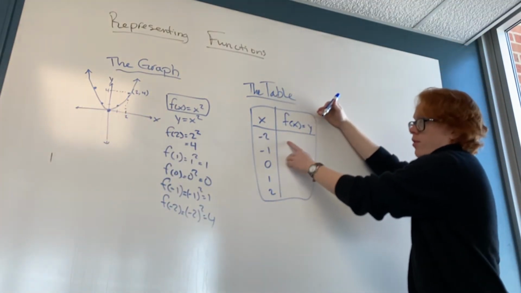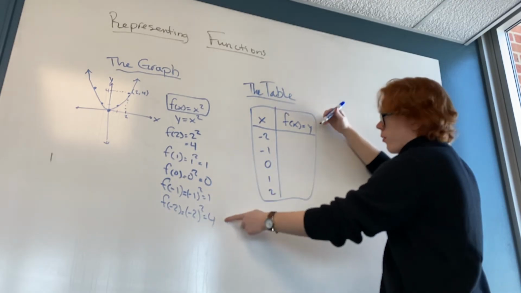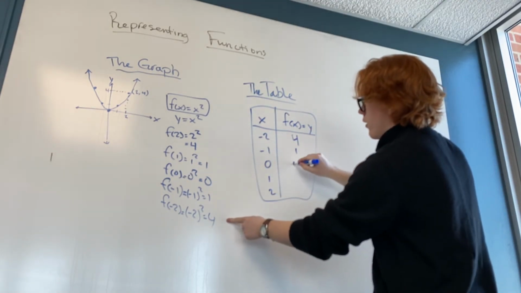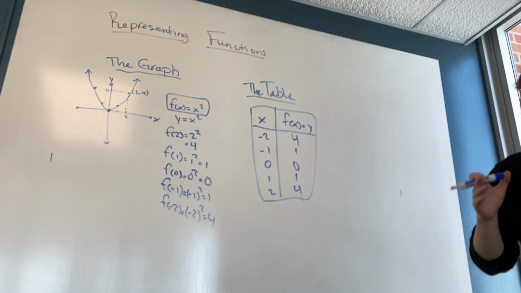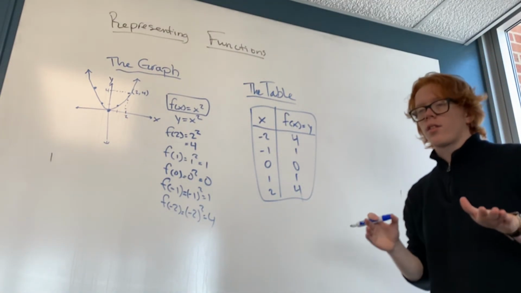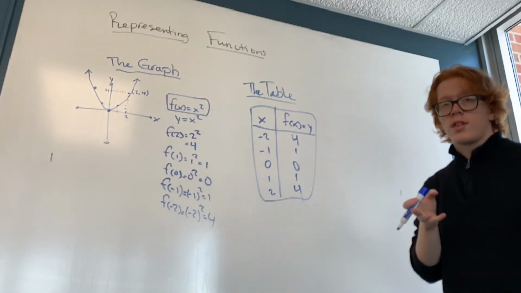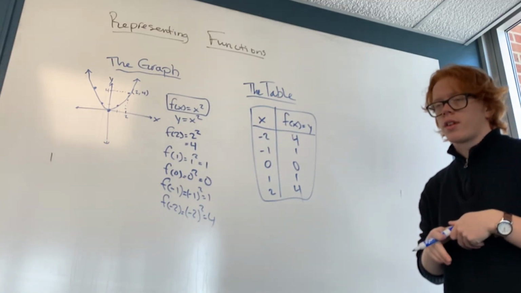So f of -2 is 4, then 1, 0, 1, 4. Voila. Again, these are super basic ideas. I'm taking it slow so I can get a feel for the format and for teaching, and try to be clear with things and lay the foundations.